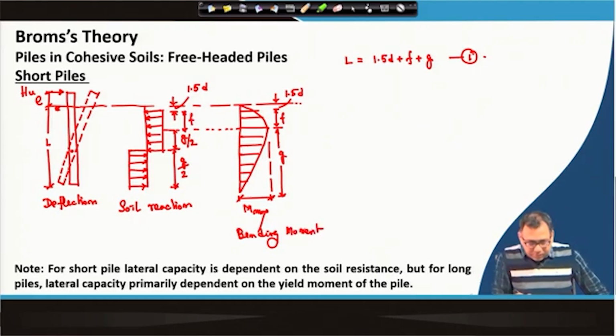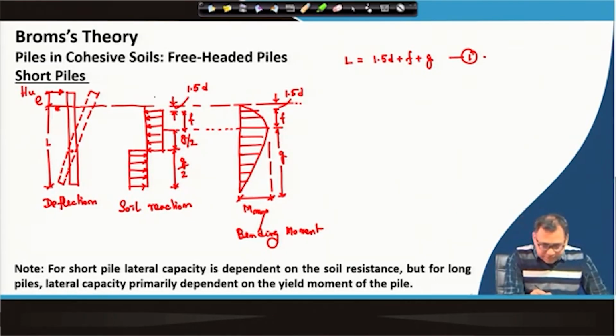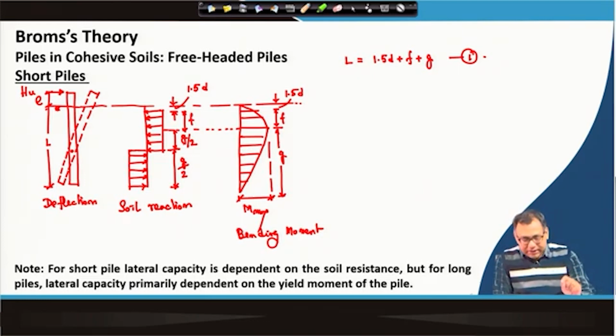Okay. So, if I want to determine what the HU value would be, HU is acting laterally. But if I look at the soil reaction diagram, then the G plus G divided by 2 part and the G by 2 in the upper part, these two will cancel out. So, the HU will come from the F portion only, the small f portion only.